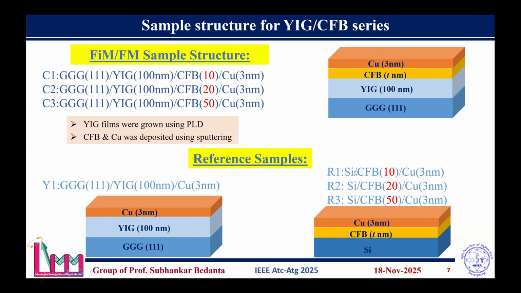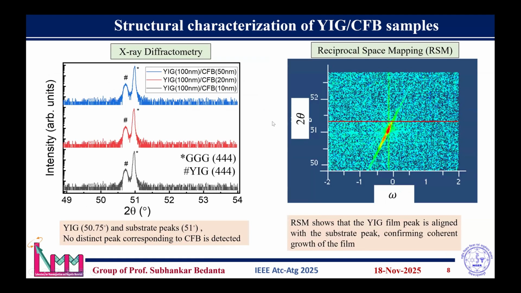So these are some of the structural characterizations that we have done, where you can see in the first plot the perfect Gaussian form of YIG has been marked with a hash, and the star mark is the peak of the substrate GGG. However, the peak of cobalt iron boron is missing from this structure, because we have not yet done TEM, we are waiting for the data, but these films might be amorphous in nature. And from the reciprocal space mapping, we can see that these films are growing coherently in one direction with very little strain present in the film.